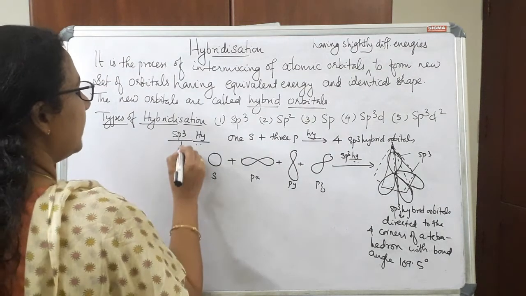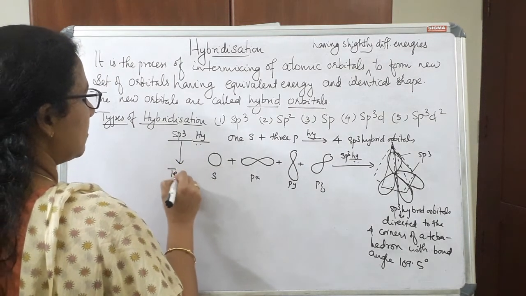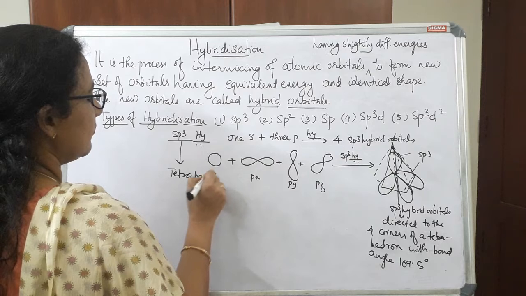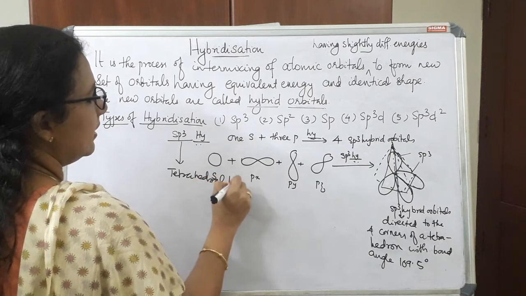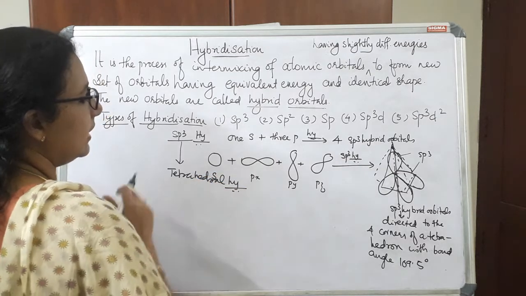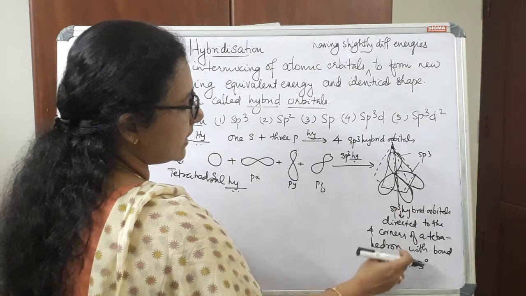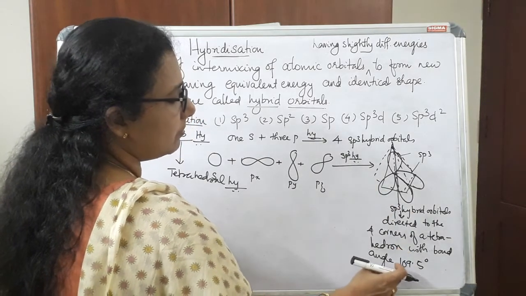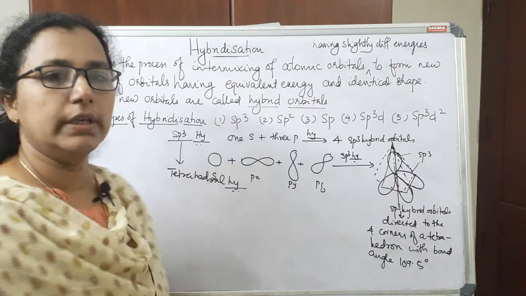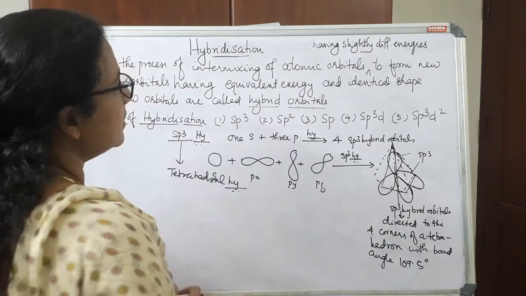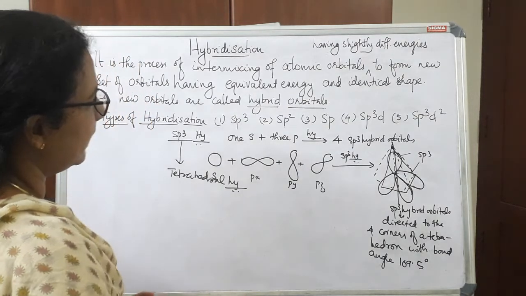So sp3 hybridization is also called tetrahedral hybridization. Tetrahedral hybridization means sp3 hybridization, and the shape will be tetrahedral and the bond angle will be 109.5 degree. So this is about sp3 hybridization.